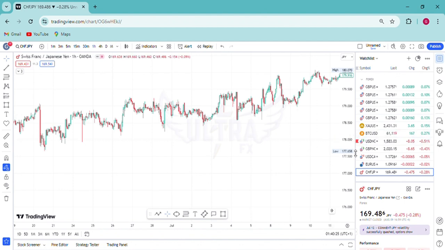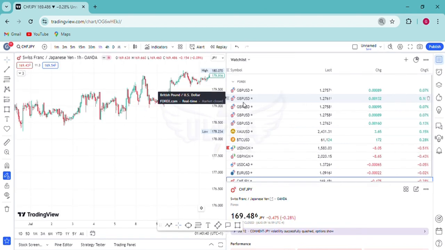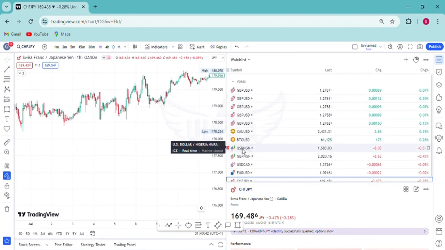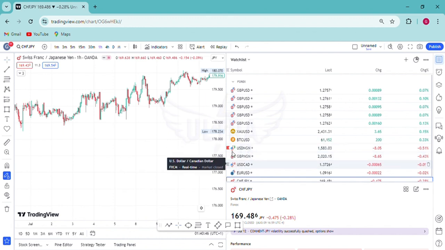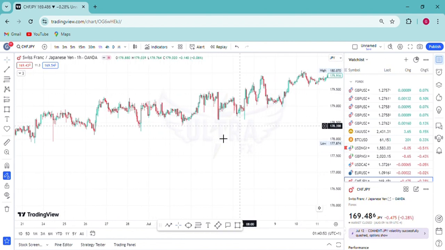Okay, so currency pairs are basically having to trade one pair against the other. Like as we have here now, we have the GBP/USD, we have the USD/NGN, we have the USD/CAD, EUR/USD, and others. So these are currency pairs. That's why I call them currency pairs.